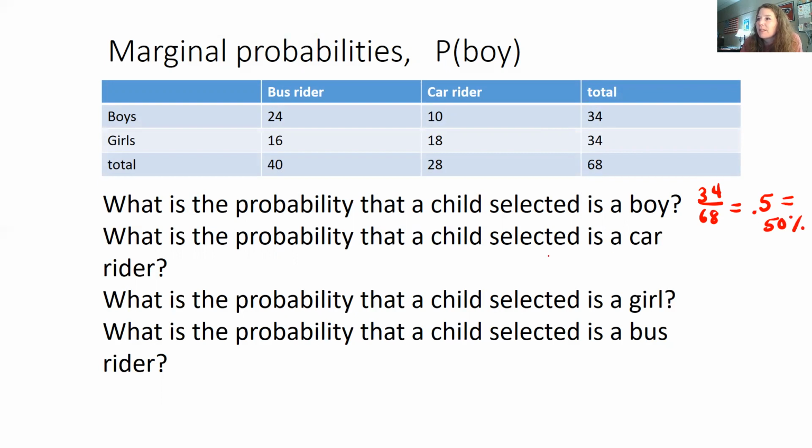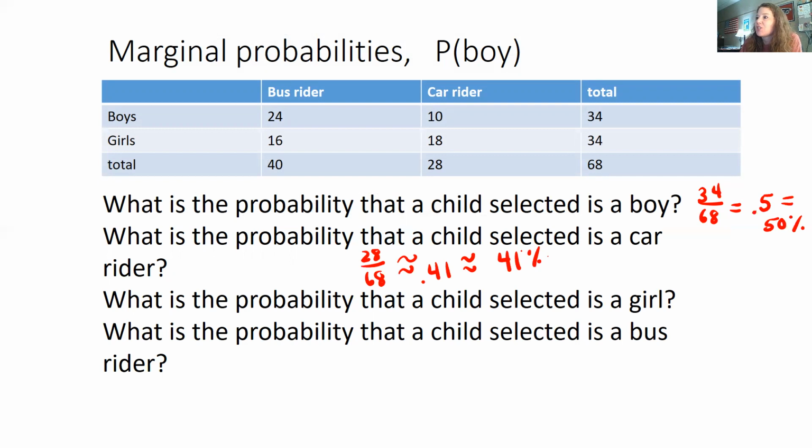What is the probability that a child selected is a car rider? So they're all children, right? But the car riders, there's a total of 28 of them. So there's 28 car riders out of all the students, and 28 divided by 68 is about 0.41, which is about 41%.